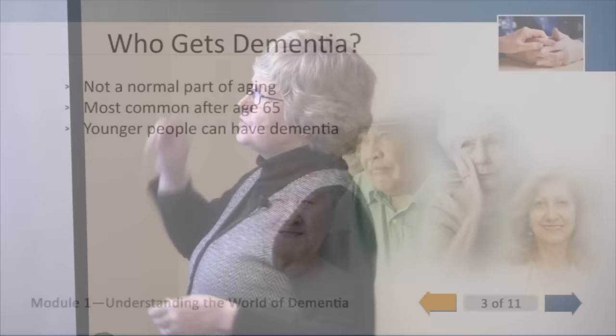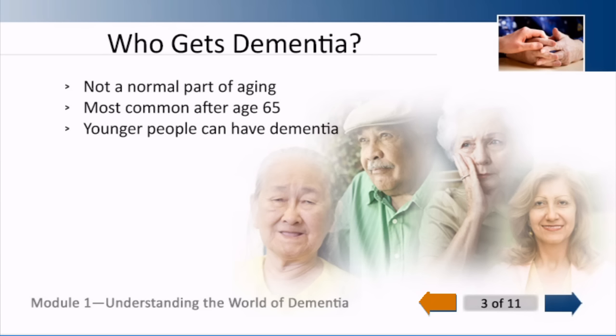So who gets dementia? If you ask my husband, I do. If you ask me, he does. So it is not a normal part of aging. Have any of you heard the term senile dementia? Yes. That used to be really popular, or OBS. It is not a normal part of aging. It is a disease process that happens.